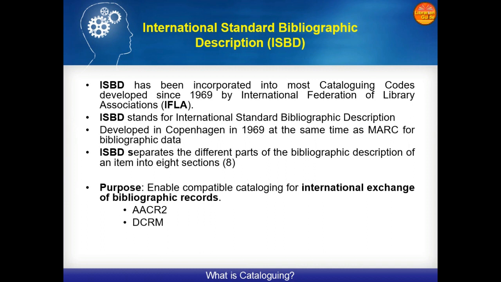ISBD separates the different parts of the bibliographic description of an item into 8 sections. We will be talking about these 8 sections later. The purpose of ISBD is that it enables the compatibility of catalogs for international exchange of bibliographic records. We can easily exchange the information at the international level. The best example we can see is the Library of Congress. They have millions of records in their catalog, and we get the information from there through the Z39.50 protocol. We'll be talking about all this later.